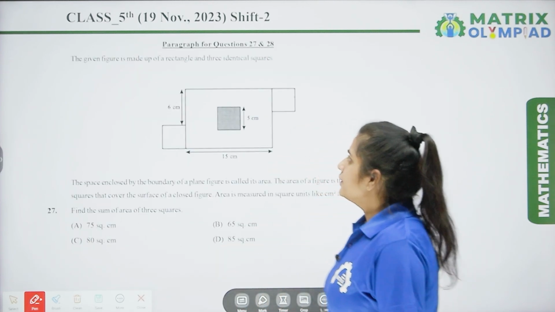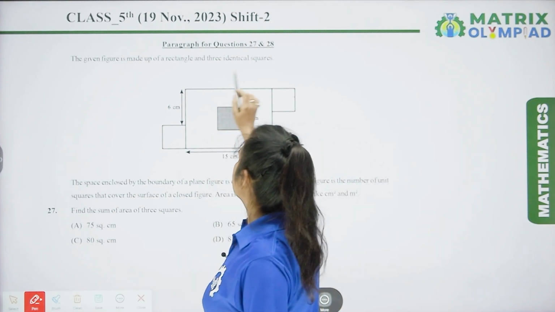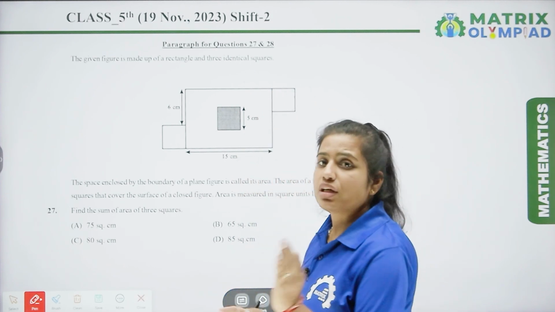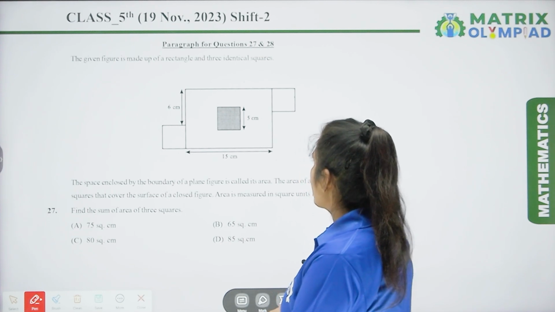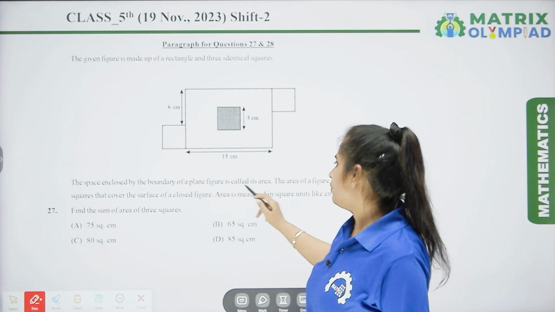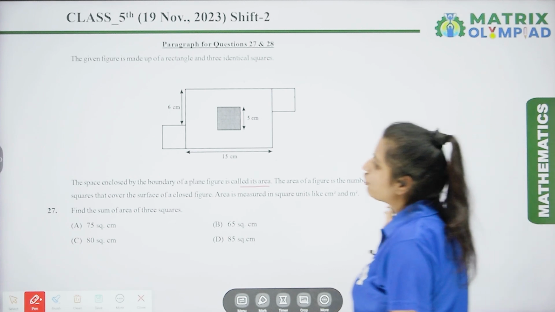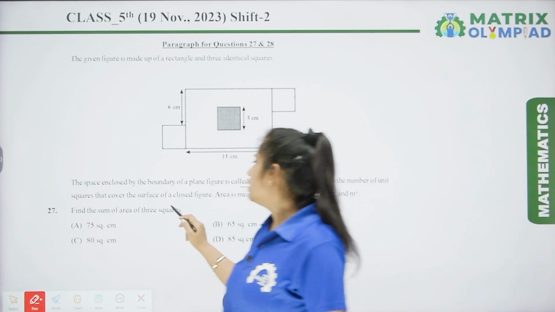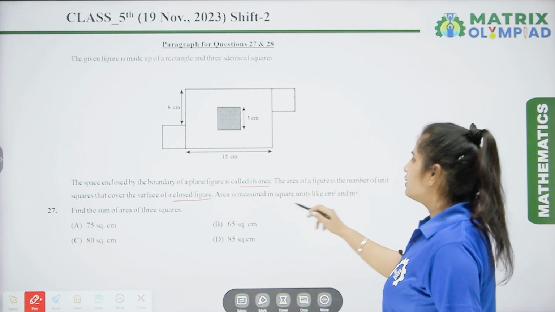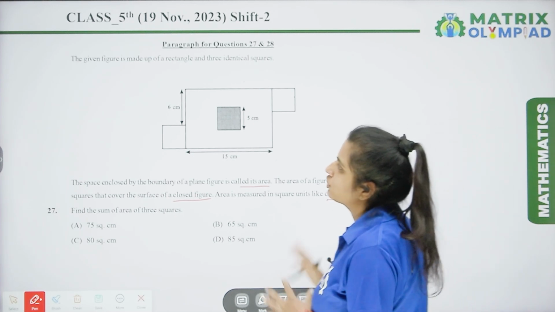Now the next question is based on the paragraph. The given figure is made up of a rectangle and 3 identical squares. So this is the figure and here we have identical squares and a rectangle. The space enclosed by the boundary of a plane figure is called its area. The area of a figure is the number of unit squares that cover the surface of a closed figure. Area is measured in square units like centimeter square and meter square. So this is the information.